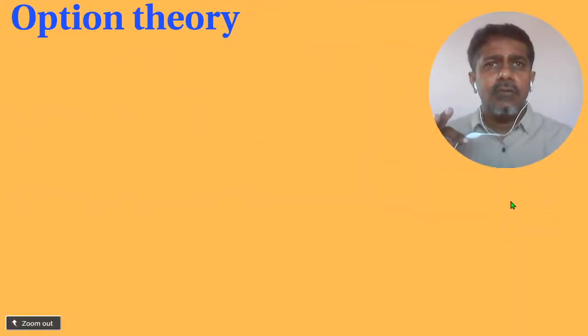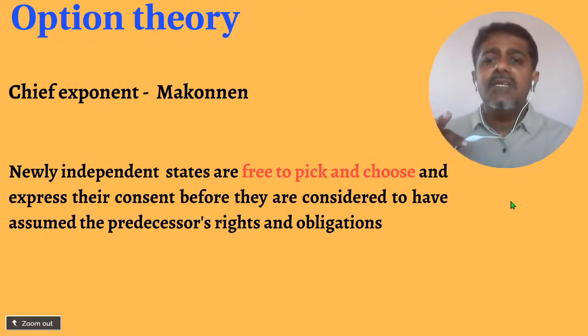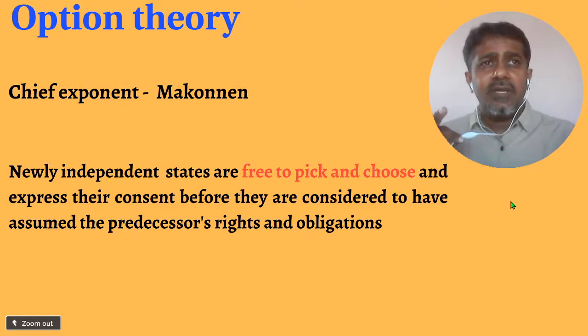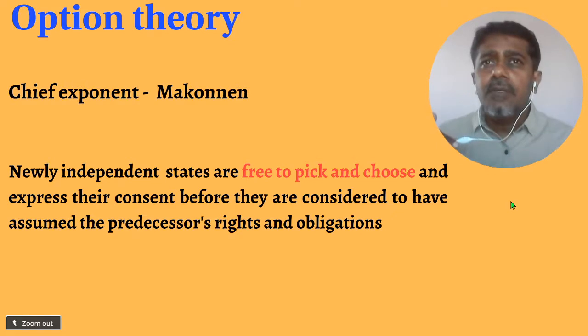Option theory, what is it all about? The chief exponent is Maconan. Maconan says that newly independent states are free to pick and choose. Whatever they want they can choose, whatever they don't want they can say that we won't accept. So it is left to the discretion of the successor state. Before they decide what their rights and liabilities are going to be, they will pick and choose. They say that these are a few rights and obligations which we feel proper, we will accept. The rest of the obligations which we feel are not proper, we will not accept.